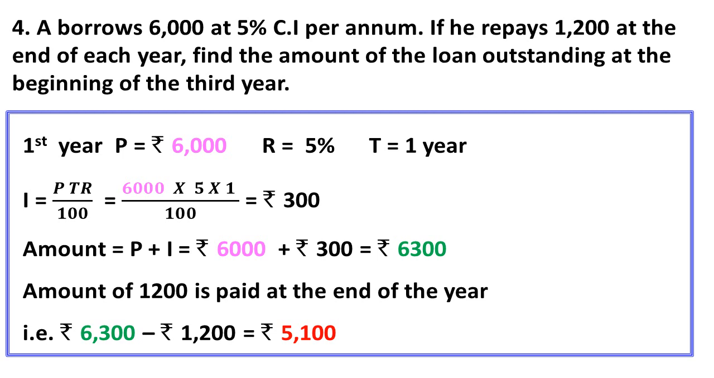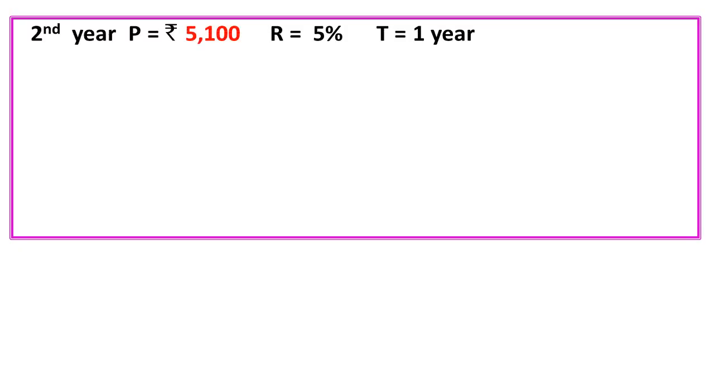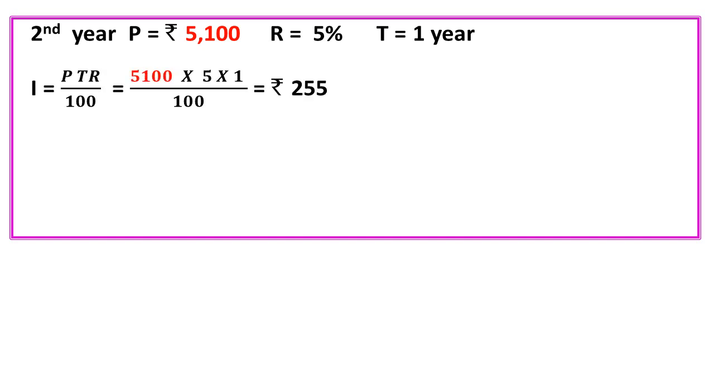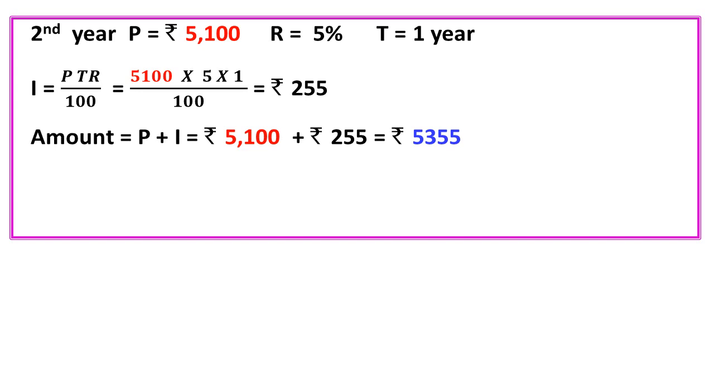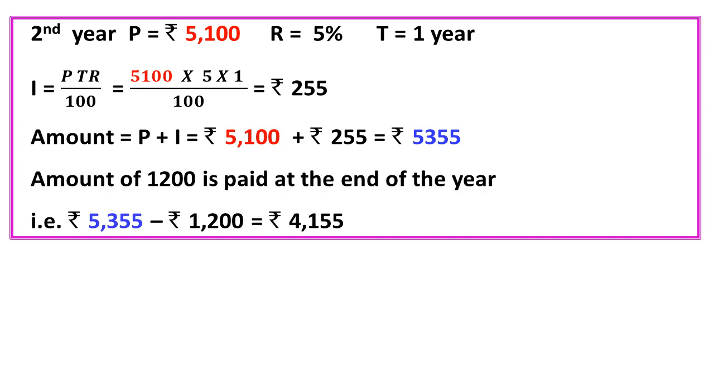So to calculate the compound interest for second year, 5,100 should be considered as the principal, and continue with the same process with rate of interest as 5%. So the amount at the end of second year will be equal to rupees 5,355. Again at the end of second year, he is going to pay rupees 1,200. So the amount due at the end of second year is rupees 4,155.